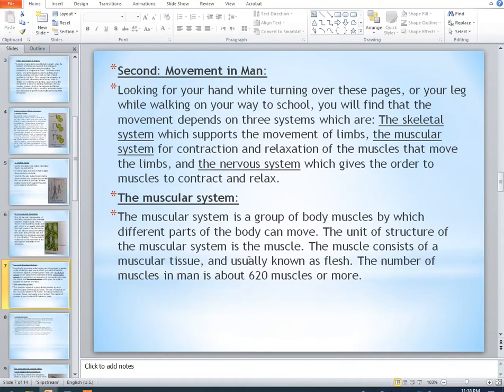Number one, the muscular system. The muscular system is a group of body muscles by which different parts of the body can move.